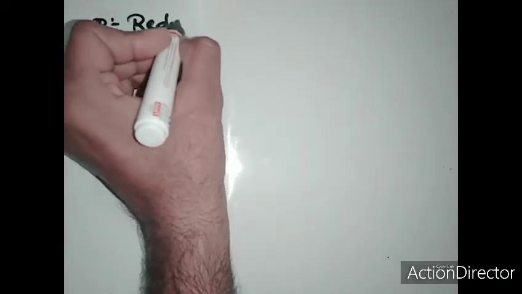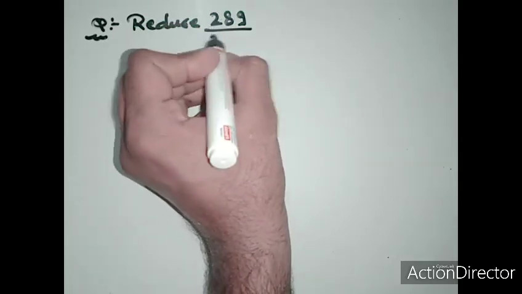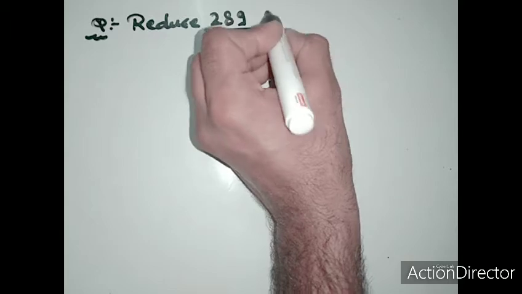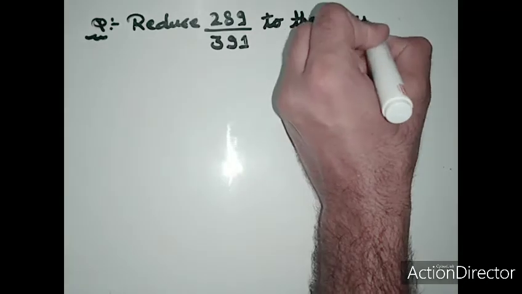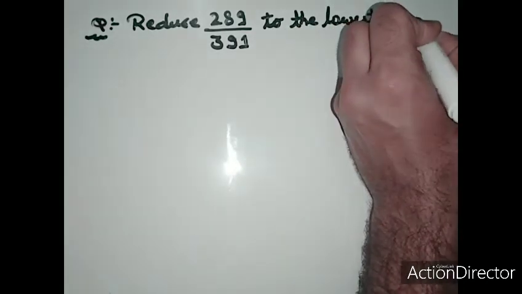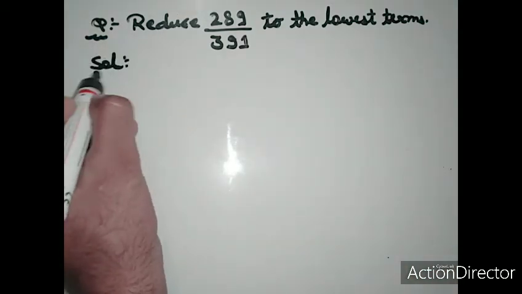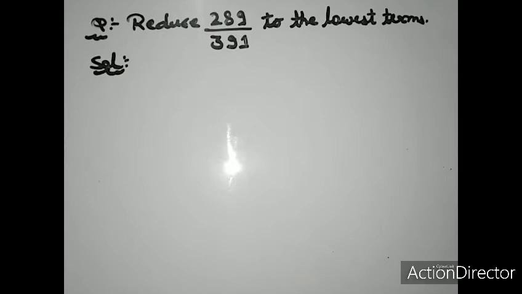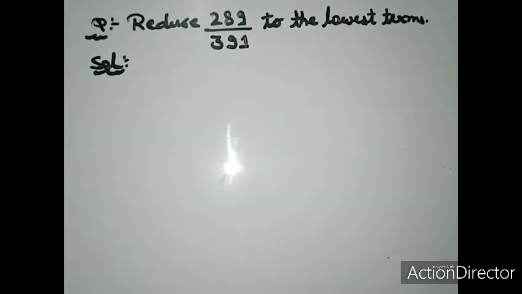Now the next question: reduce 289 and 391 to the lowest terms. Okay, so now how do we reduce this fraction into the lowest terms?